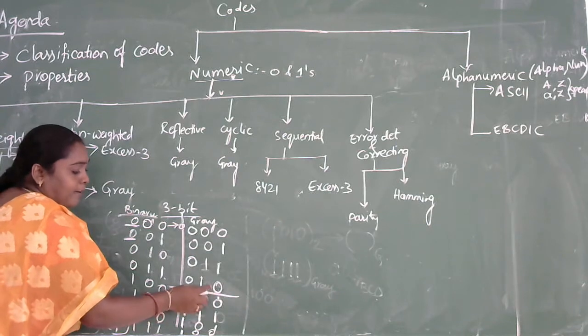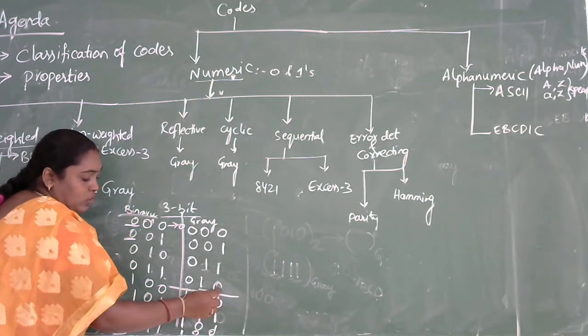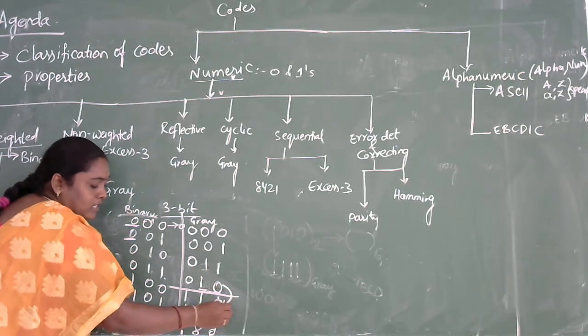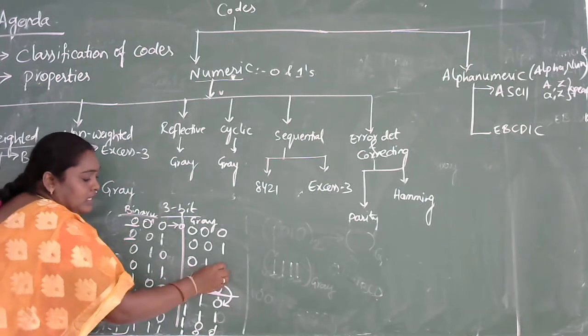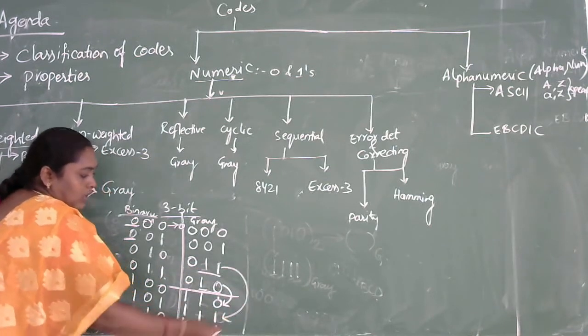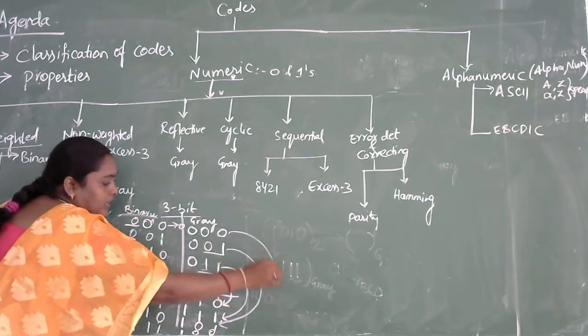Similarly, in the upper part of a gray code, the last 2 bits are 1, 0. This is a mirror image for the lower code. Similarly, here it is 1, 1. It is a mirror image for this 1, 1. Here it is 0, 1. Here it is 0, 1. Here it is 0, 0.